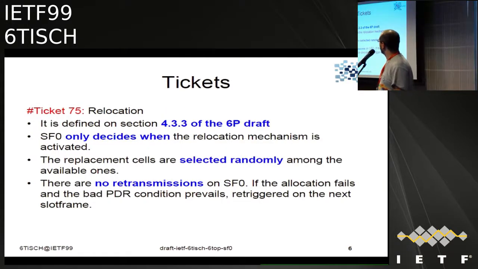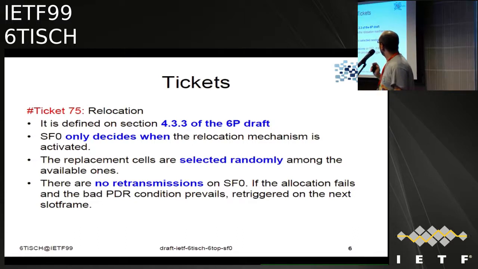Then about relocation, another one of the mechanisms that SF0 addresses is the relocation of cells. Relocation is clearly defined in section 4.3.3 of the 6P draft, which is the mechanism, and SF0 only decides when the cell should be relocated according to the packet delivery rate value. So we measure the average packet delivery rate of the whole schedule that we have control of, and there could be many scheduling functions working. For the part which belongs to this scheduling function, we calculate the average, and then we compare each of the cells we are using to see if there's an increase or decrease beyond a specific threshold.